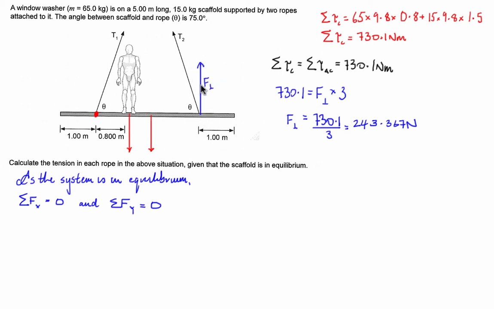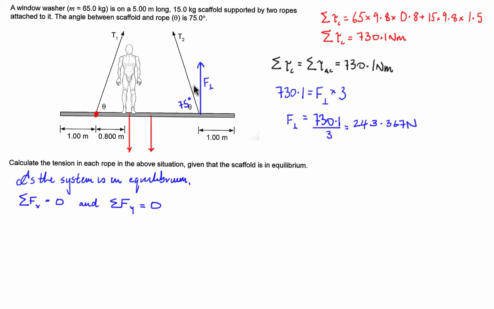So that's the force that's going to be going through this arrow here. What we have to do is find what force would have to be going through the rope or the wire, T2, that would give a component of this in the vertical direction. We know that this angle here is 75 degrees.